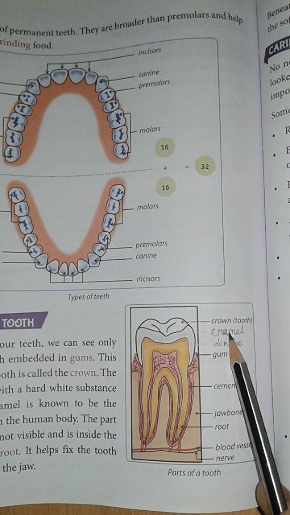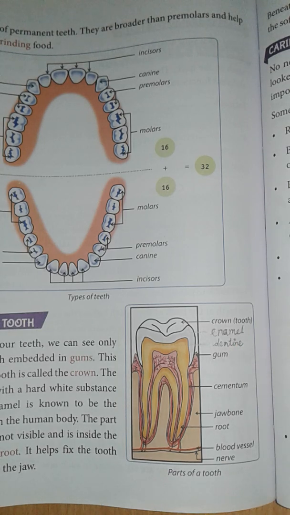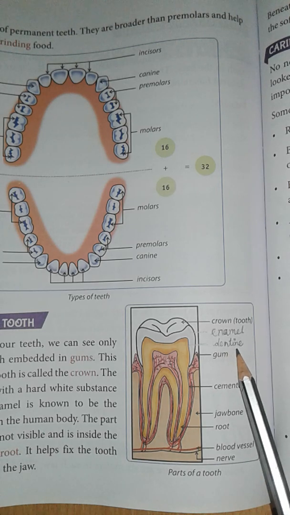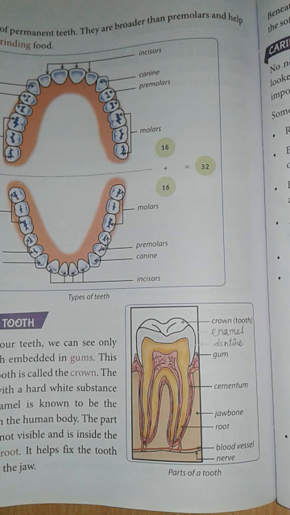And that crown is covered with a hard white substance called enamel. What is enamel? The hard white part on the outside is called the enamel. And below the enamel lies the hard dentin. The dentin is like bone. Inside the dentin is the pulp. The pulp is very soft and full of nerves and blood vessels. It forms the central chamber of the tooth.